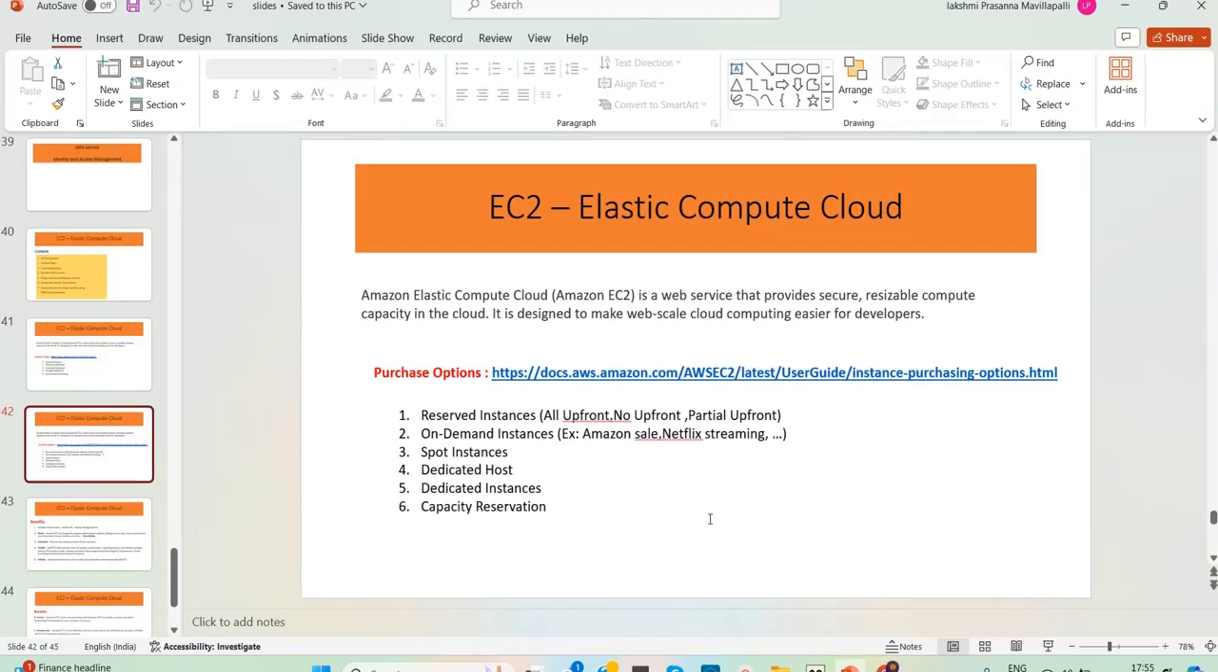Okay, even with EMIs, you will have some interest. So if you want to buy that laptop with 12 months EMI, you will be charged additional interest for those EMIs, right? Or if you want to pay 20,000 and the remaining 30,000 in EMI, then it will be a little burden for you to pay the EMIs. Like that, what are the different purchase options in AWS to buy this instance?